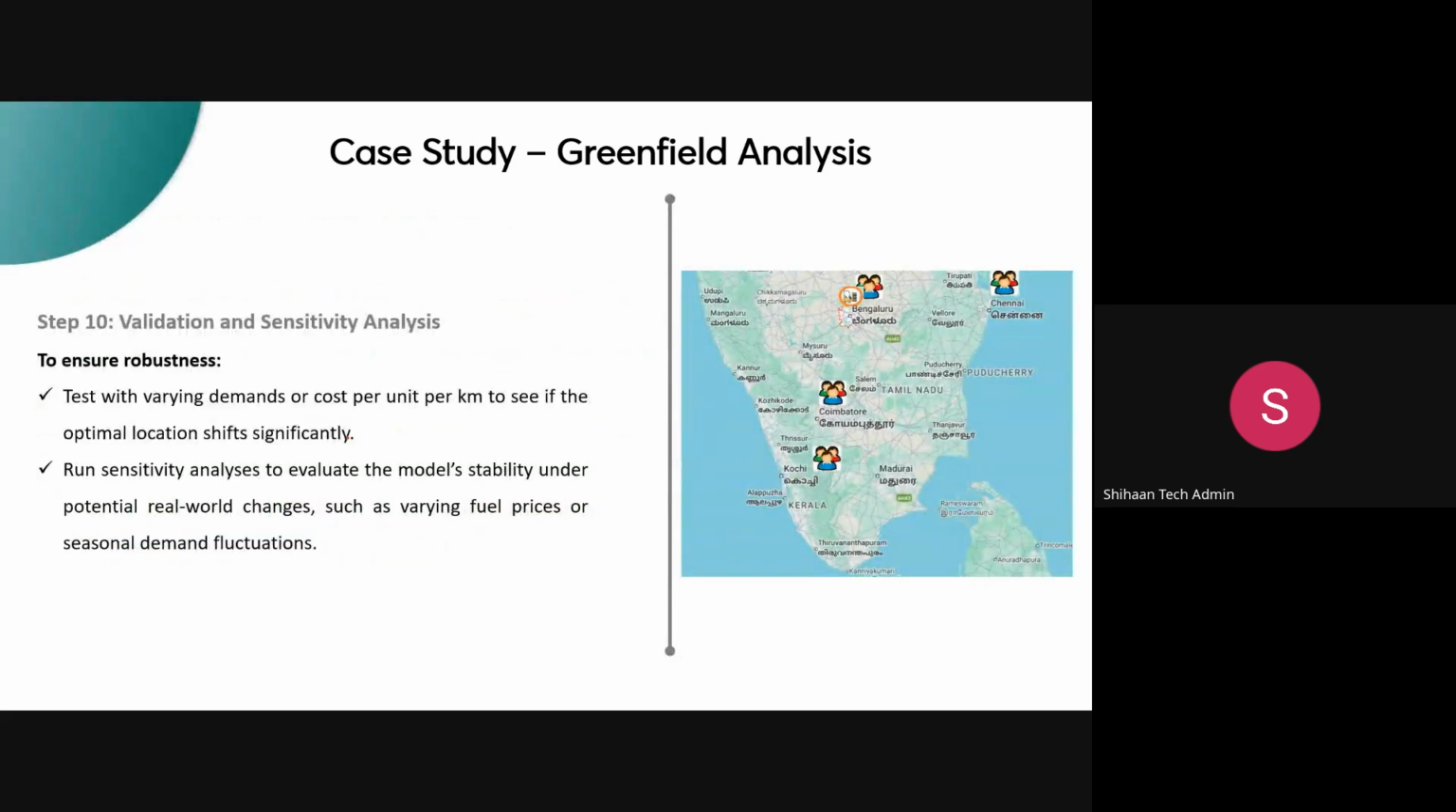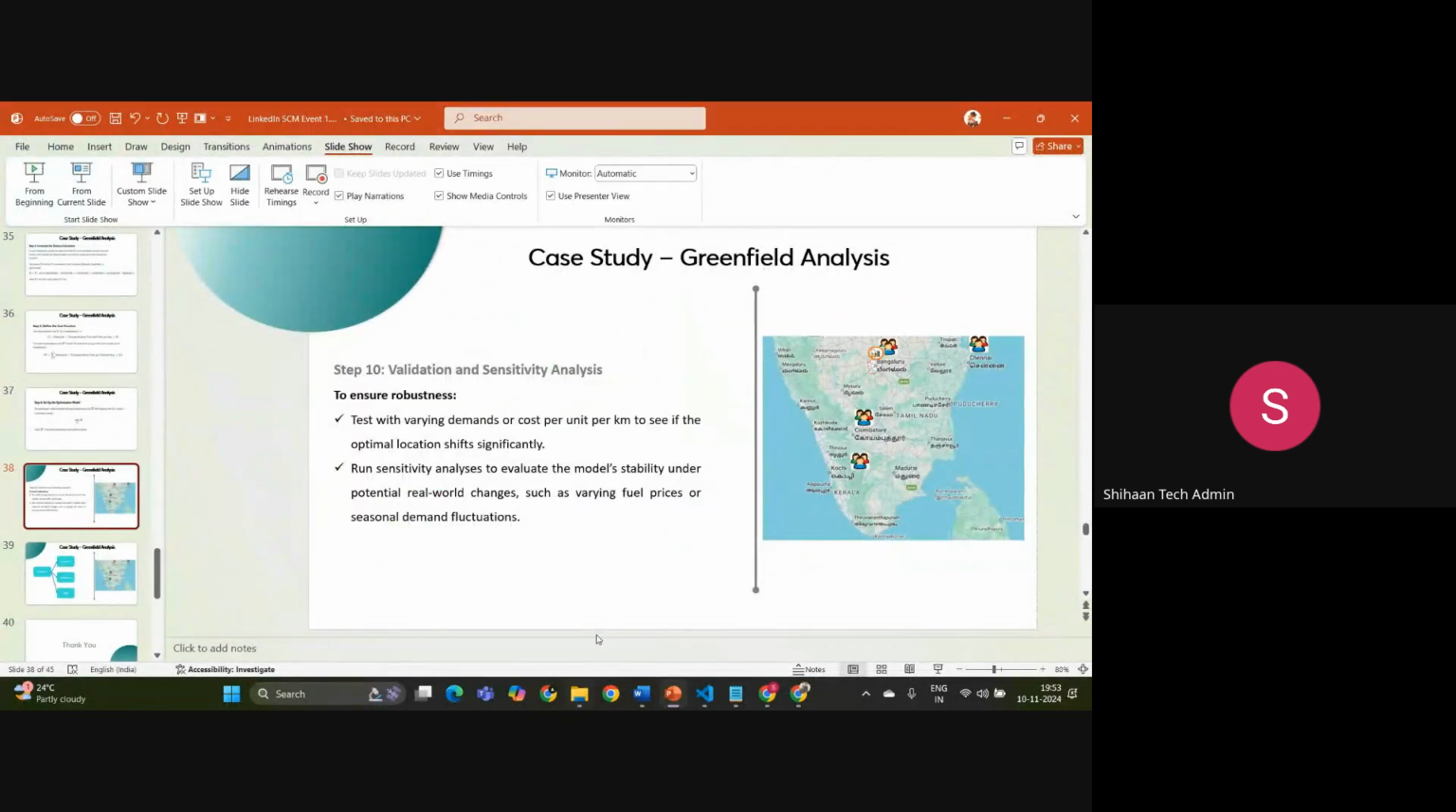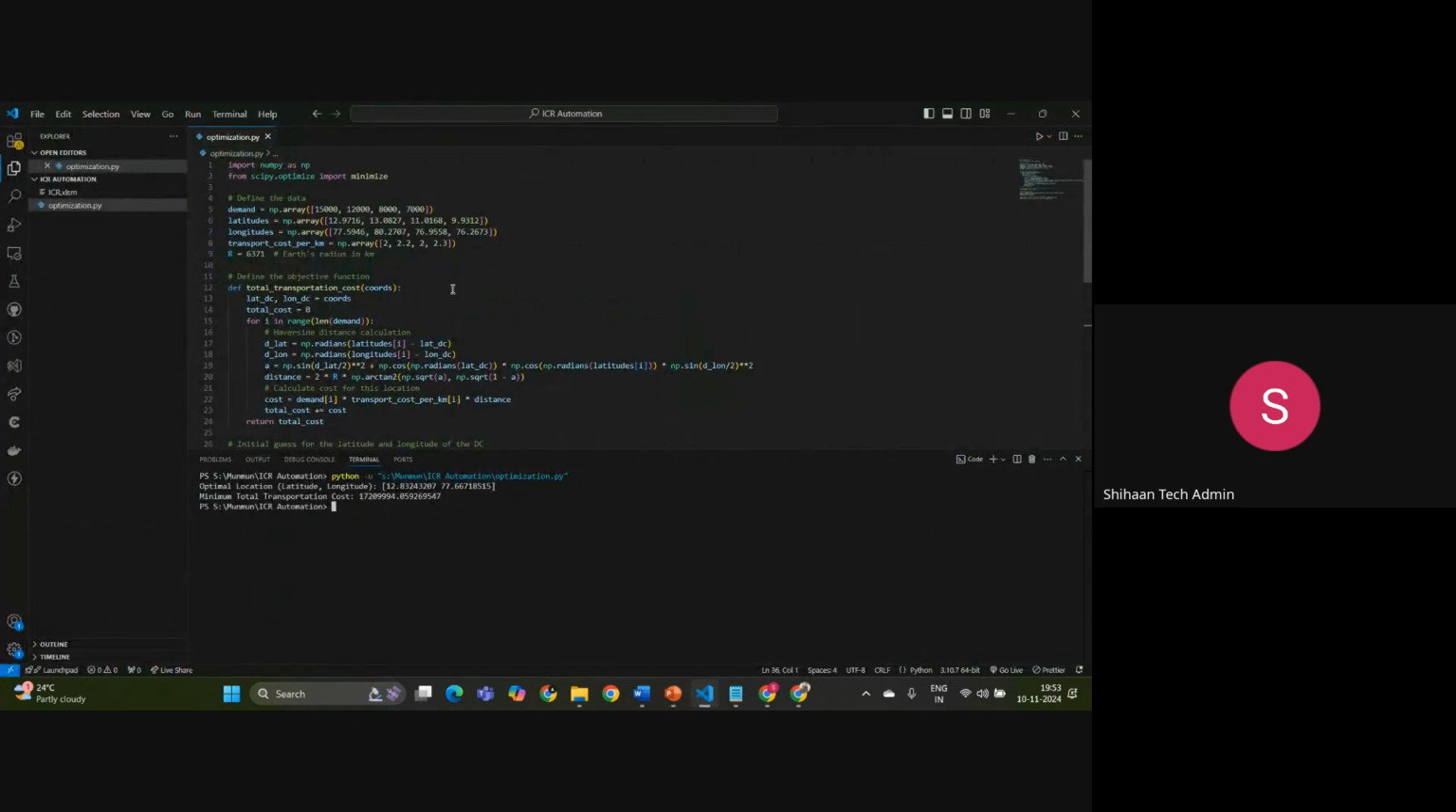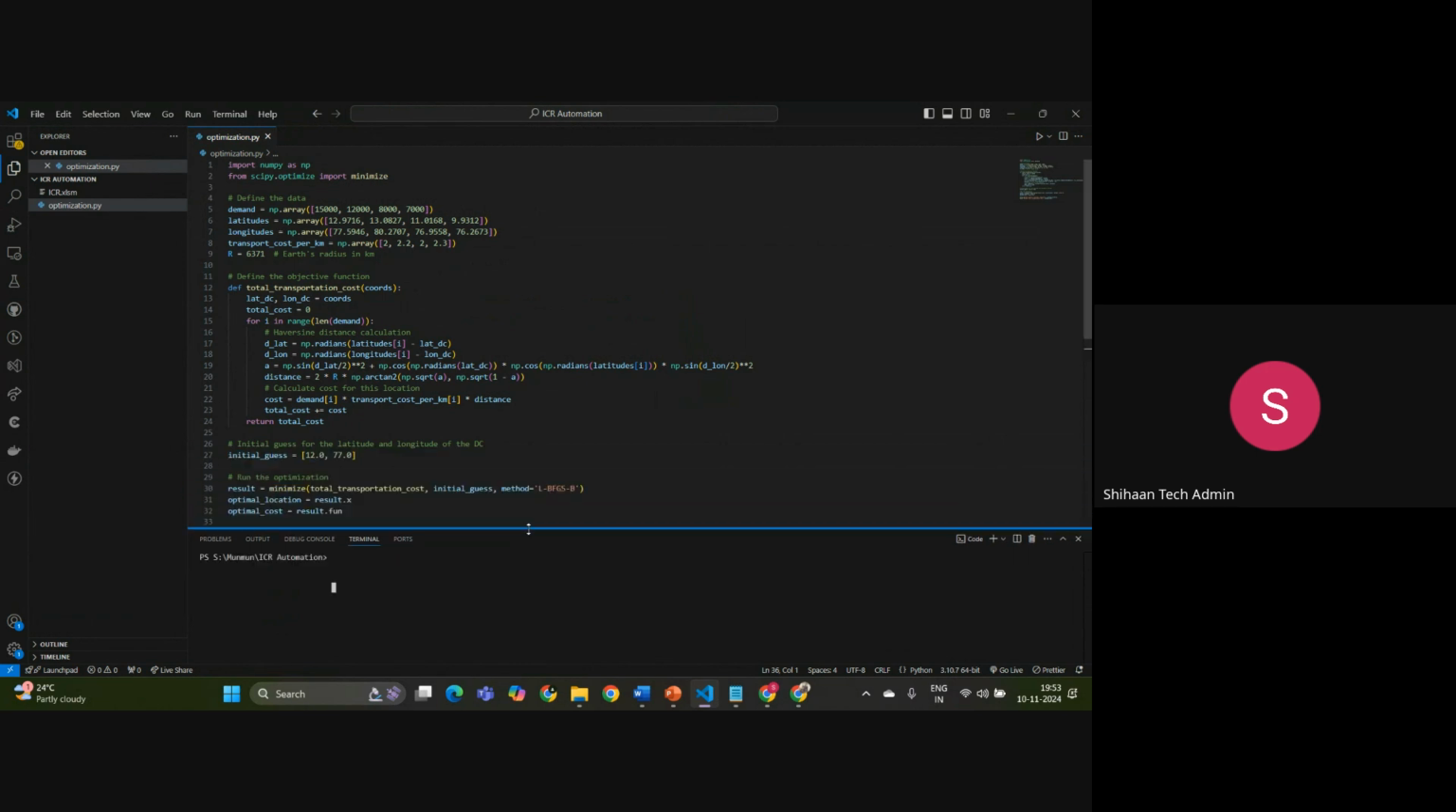Now let's build this model. I have written a Python code. I will go back to Visual Studio Code. Here you can build your model. You can use the SciPy optimize library to build your model, and I have imported minimize from SciPy optimize. There are different kinds of optimization models you can build. Sometimes you build maximization models, where you have to maximize the profit, but here we have to minimize our transportation cost.